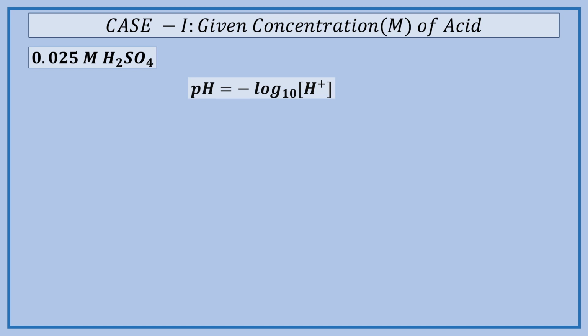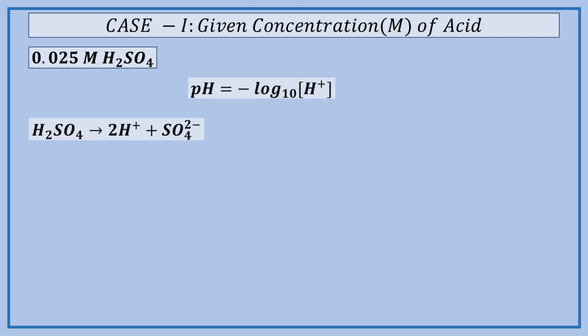In order to calculate the concentration of H plus produced from 0.025 molar H2SO4 solution, we will be requiring two pieces of information. First one is about the basicity of the acid. Second one is about its nature. H2SO4 is a strong acid, so it dissociates completely, and all of the molecules of H2SO4 will eventually break down into H plus and SO4 2 minus.